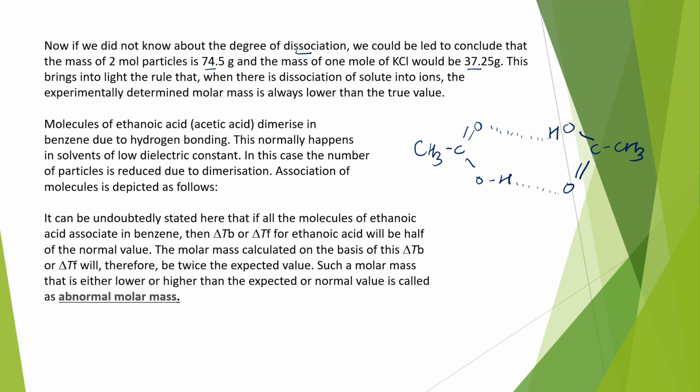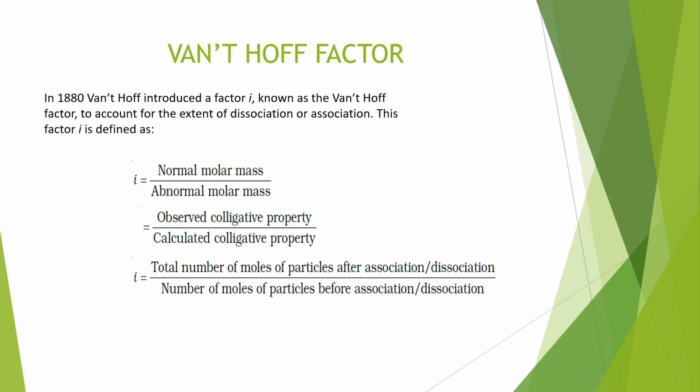It can be undoubtedly stated here that if all the molecules of ethanoic acid associate in benzene, then delta Tb or delta Tf for ethanoic acid will be half of the normal value. The molar mass calculated on the basis of this delta Tb or delta Tf will therefore be twice the expected value. Such a molar mass that is either lower or higher than the expected or normal value is called abnormal molar mass. Now let's see what the Van 't Hoff factor is.